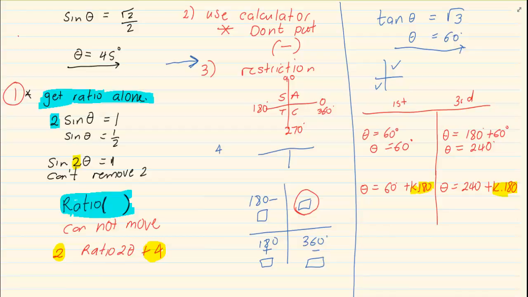This would have been a basic of grade 10. The only difference would be when I start putting it into the quadrant. But what I want to emphasize on now is the negative, and then how do we use our restrictions more, and how do we use our general solution, in other words the plus k's.